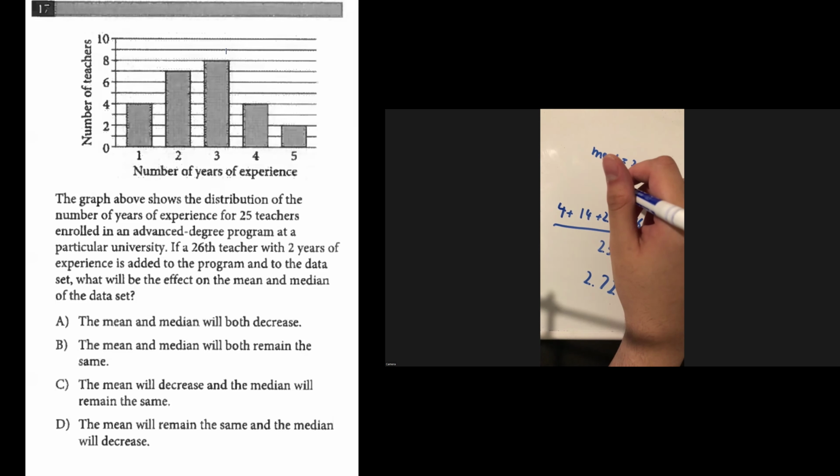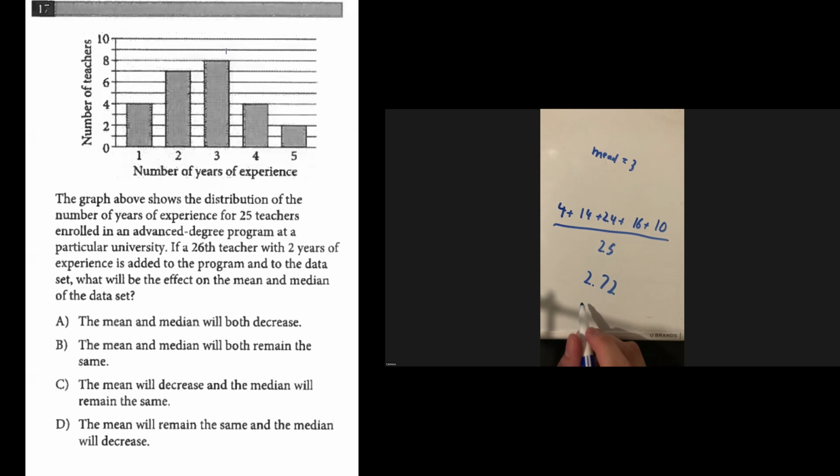7 plus 1 plus 4, that's 12. And then the median would be at 13. So 12 is less than 13. That means the median would stay at 3, which means it wouldn't change, while the mean would decrease from 2.72 since 2 is less than 2.72. So the correct answer is C. The mean will decrease and the median will stay the same.